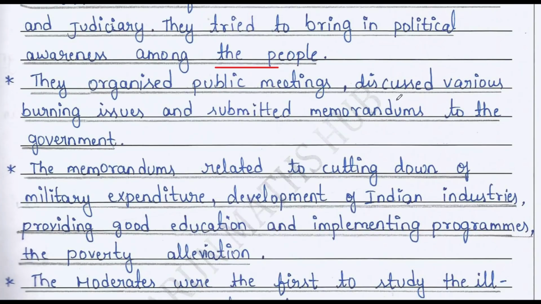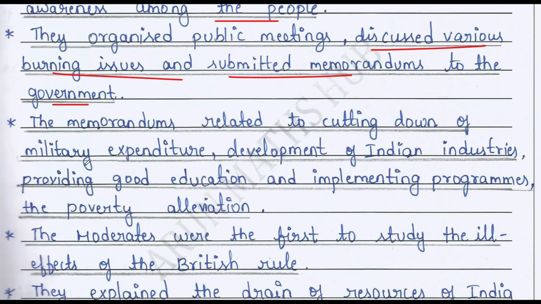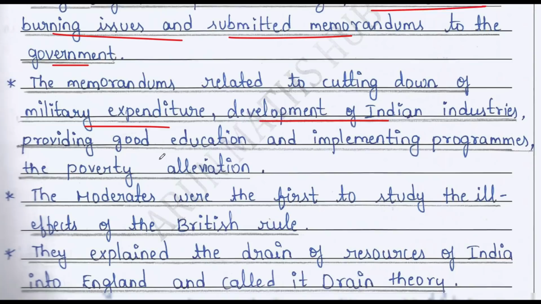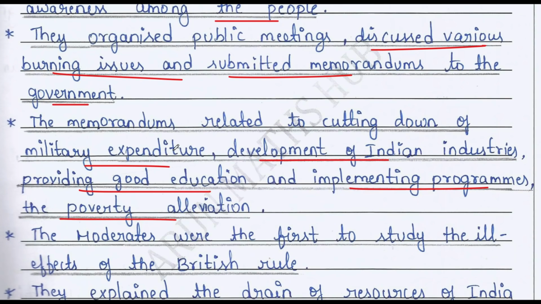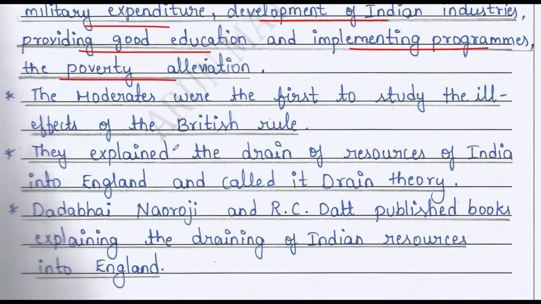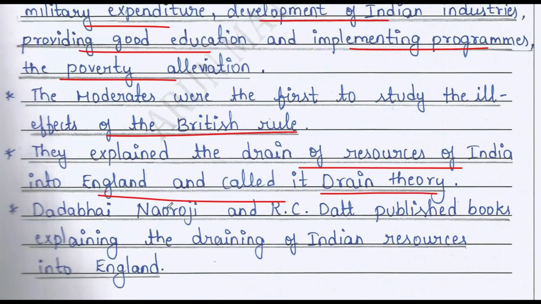They organized public meetings, discussed various burning issues, and submitted memorandums to the government. The memorandums related to cutting down military expenditure, development of Indian industries, providing good education, and poverty alleviation were the main subjects of these meetings. The moderates were the first to study the ill effects of British rule. They explained the drain of resources of India into England, called the drain theory. Dadabhai Naoroji and R.C. Dutt published books explaining the draining of Indian resources into England.